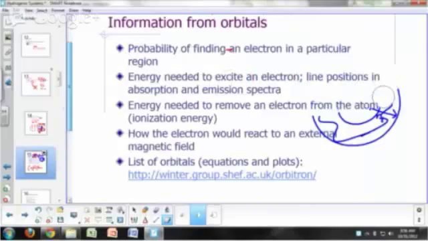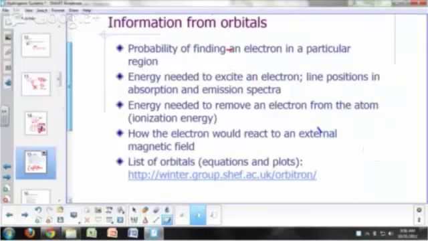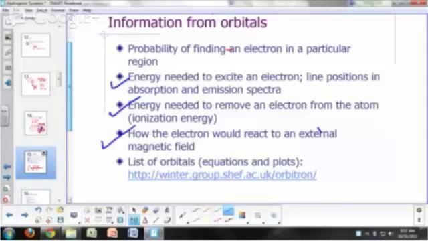All right. You can also calculate the energy that you need to excite an electron. Okay, line positions in your emission and absorption spectrum. Remember, we said what's responsible for spectral lines in your absorption and emission spectrum? Transitions between allowed energy levels. Since we can calculate the allowed energies, we can calculate those spectral lines. You can calculate the energy needed to remove an electron from an atom, the ionization energy. Okay, we'll talk a little bit more about that later. You can determine how the electron would react in response to an external magnetic field. Okay?